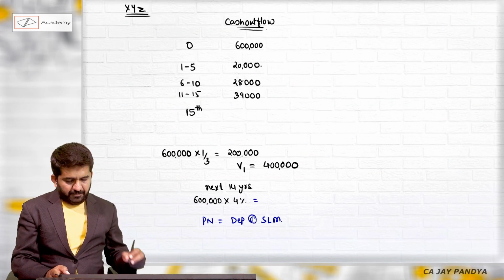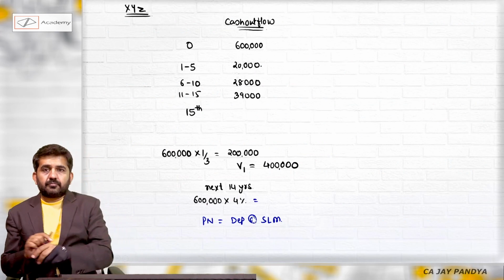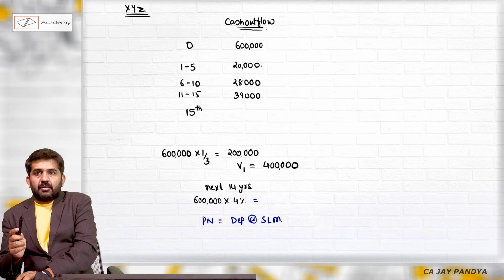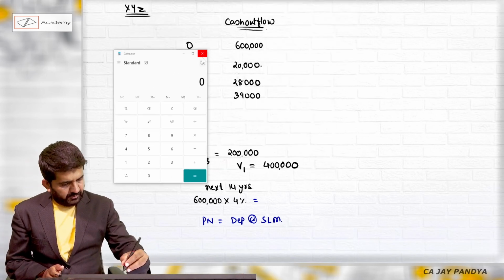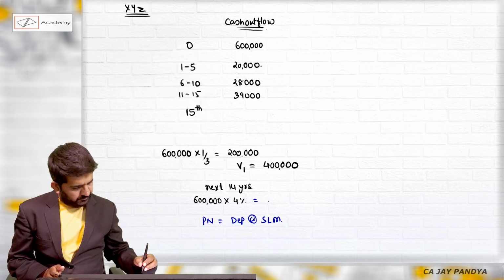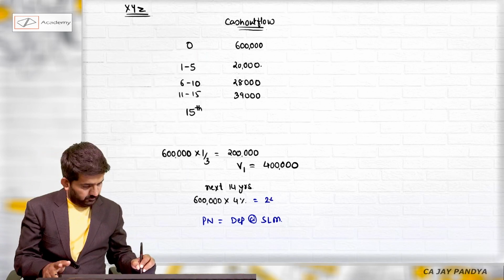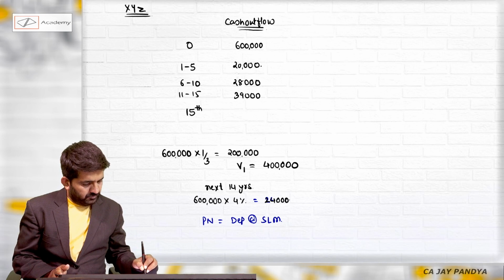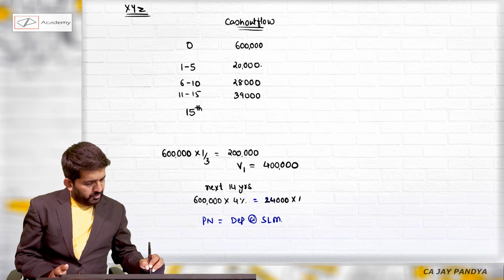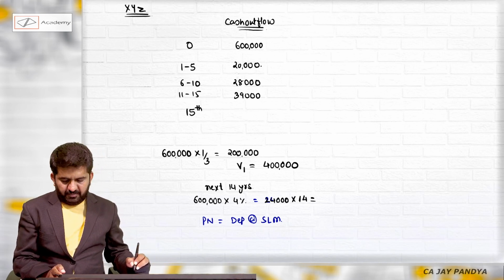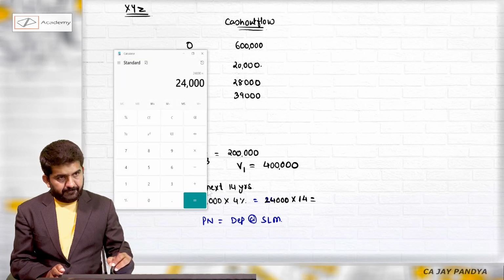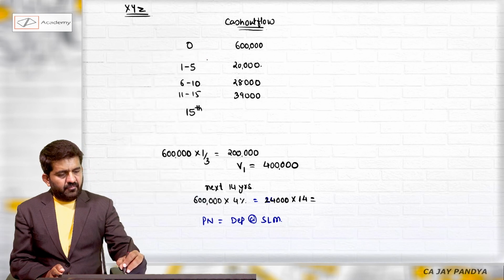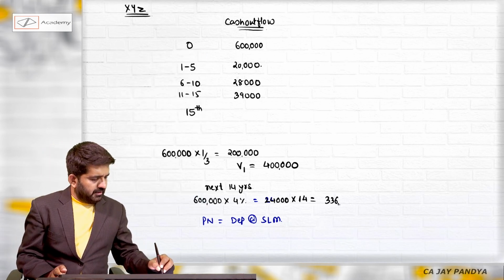So 1 year depreciation will be 24,000. And so 14 years depreciation will be 14 into 24,000, which is 3,36,000.